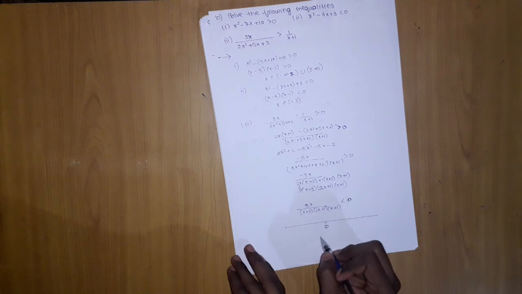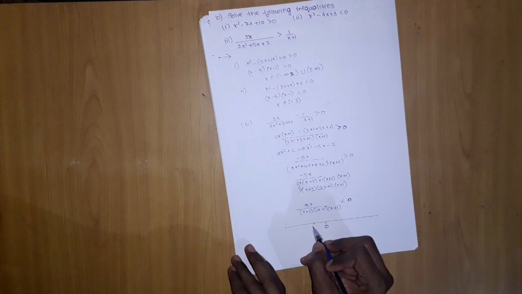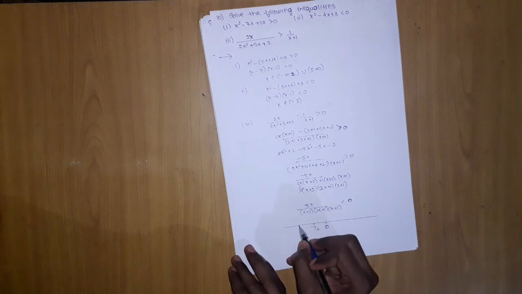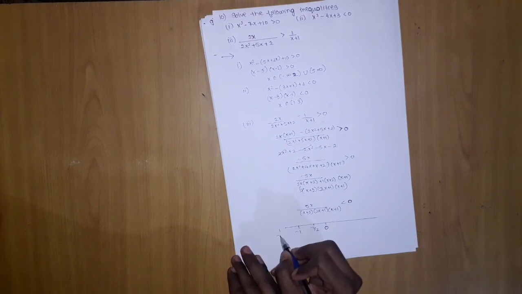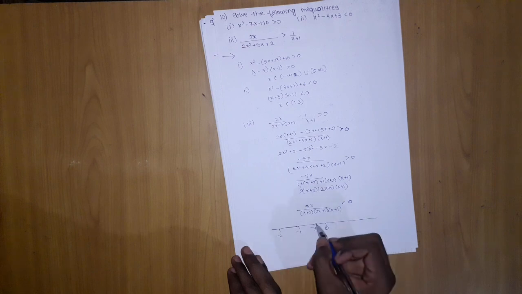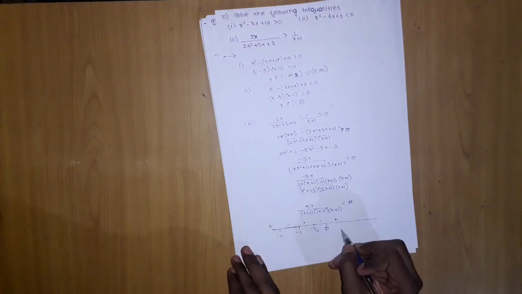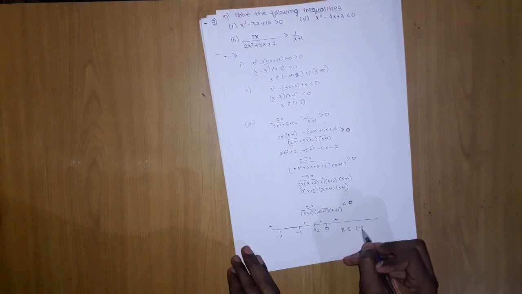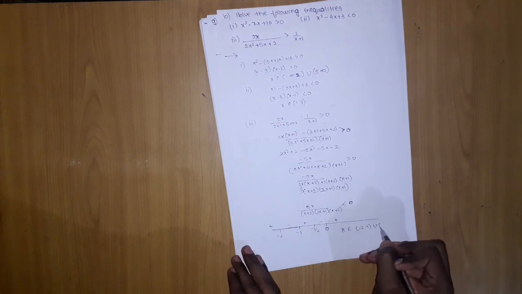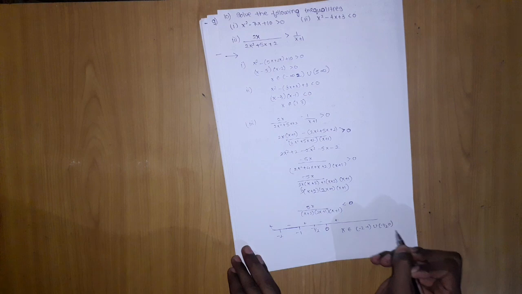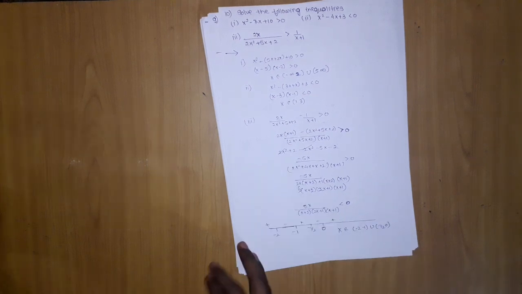Now let's plot all the points. First there is a point 0, minus 1 by 2, so minus 1 by 2 will be somewhat here, minus 1 will be here, and minus 2 will be here. Positive, negative, positive, negative, positive, so x belongs to minus 2 to minus 1 union minus 1 by 2 to 0, so this is the answer.